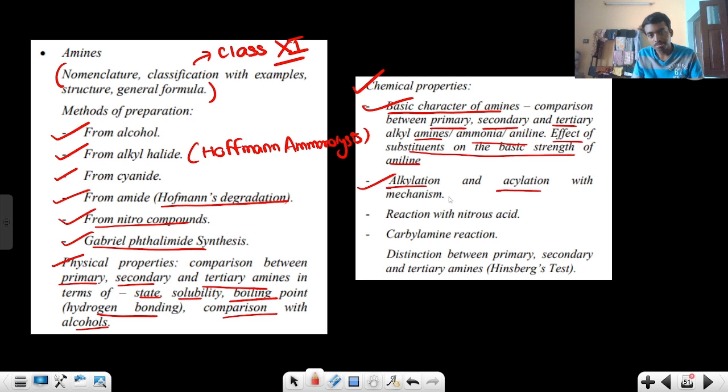Alkylation, acylation with mechanism discussed. Reaction with nitrous acid discussed. Carbylamine reaction discussed. Distinction, this is very important. Distinction in primary, secondary and tertiary amines, Hinsberg test discussed. Done.